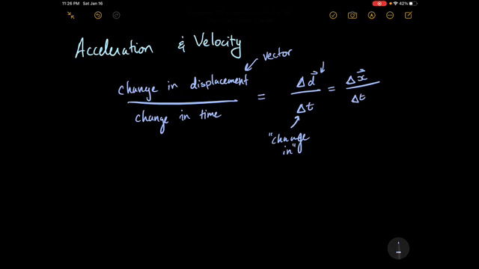Now, again, since the displacement is a vector, it has a direction component to it. As a result, velocity is a vector as well. And that means that the velocity also has a particular direction. So it's in whatever direction the displacement was in, that's the direction that the velocity is going to be in as well. So change in displacement over change in time.